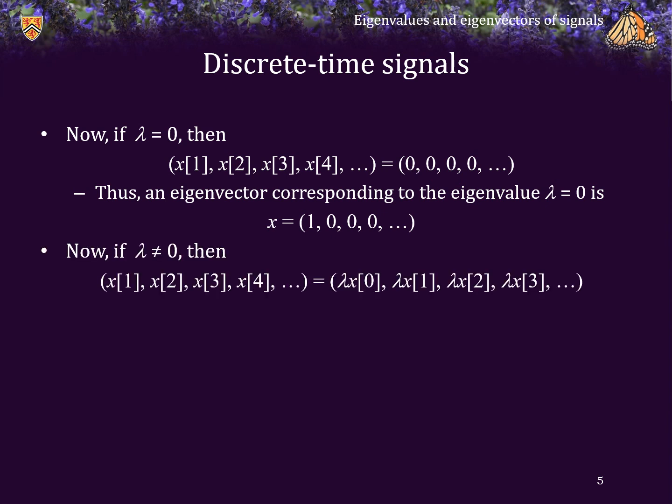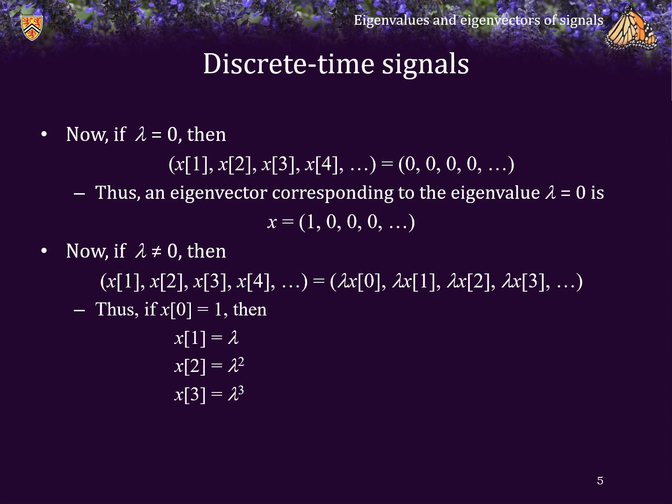Now, if lambda is not equal to 0, we require that the left-hand side, which is the advance operator applied to the signal x, must equal lambda times the signal x, which is on the right-hand side. But wait a second. This says that if the initial value is 1, then x1 must be equal to lambda.